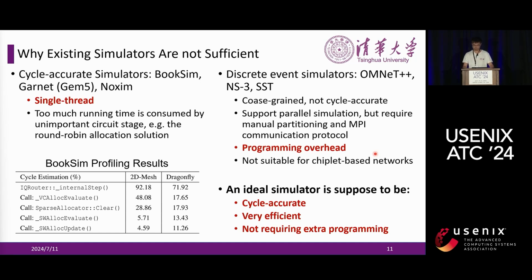There are also coarse-grained event-based simulators such as OMNeT++, NS3, and SST. These simulators support distributed parallel simulation, but require manual partition and introduce extra programming overhead. Besides, the chiplet-based network is usually shared memory, so the distributed parallel simulation is not suitable. In conclusion, an ideal simulator for such a network is supposed to be cycle-accurate, very efficient, and not requiring extra programming.